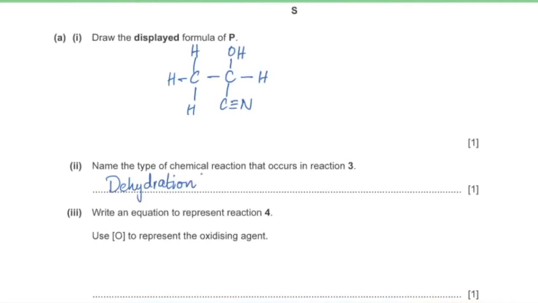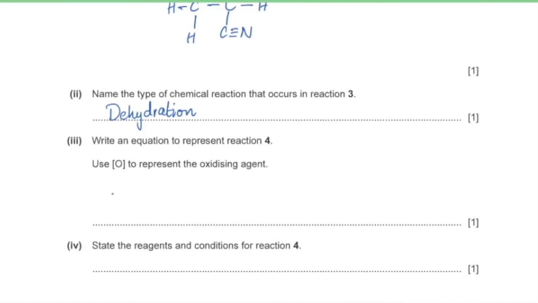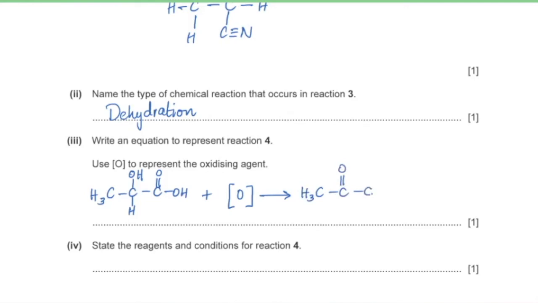Part 3, write an equation to represent reaction 4. So CH3, CHOH, and COOH gets oxidized to CH3, C=O double bond, and COOH. Now carboxylic acid cannot oxidize any further. This must have been already oxidized from a primary alcohol. Now to balance our number of hydrogen and oxygen, we'll add a water molecule to this side.